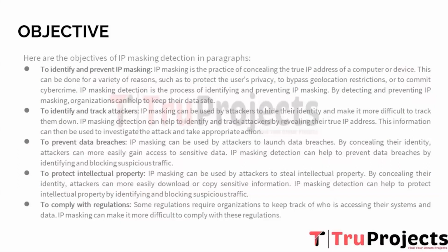To protect intellectual property: IP masking can be used by attackers to steal intellectual property. By concealing their identity, attackers can more easily download or copy sensitive information. IP masking detection can help to protect intellectual property by identifying and blocking suspicious traffic. To comply with regulations: some regulations require organizations to keep track of who is accessing their systems and data. IP masking can make it more difficult to comply with these regulations.